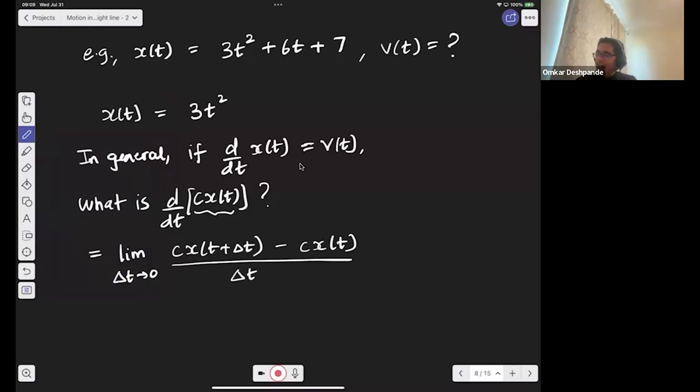Now what I can do is I can just factorize out c because it's common to both the terms. And c is a constant. It doesn't depend on time at all. So I can actually pull it out of the limit. So I could do it in 2 steps. That's more convenient for you. I first factorize it.